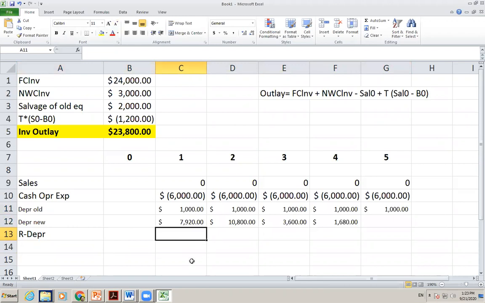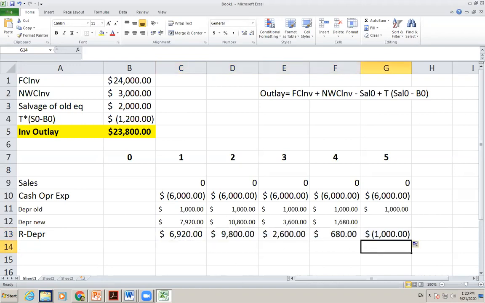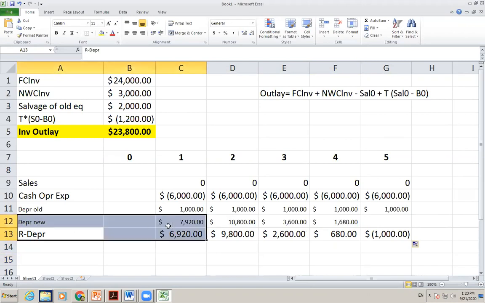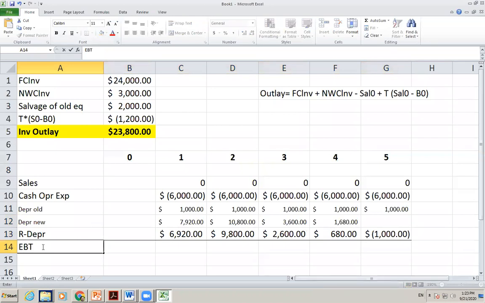Okay, that's better, like this. So in here, the replacement depreciation, we are just getting the difference. Now we're moving here. So this is depreciation that we got for replacement. And we're just closing it to calculate earnings before tax or operating income before tax.